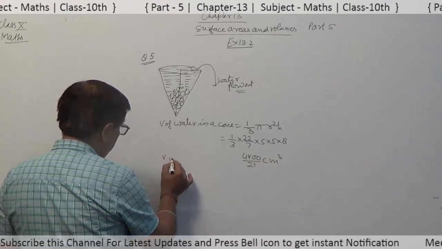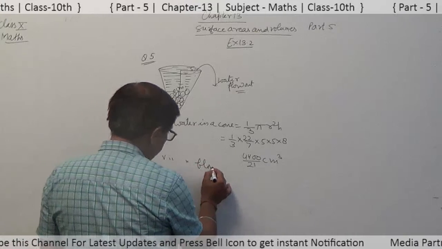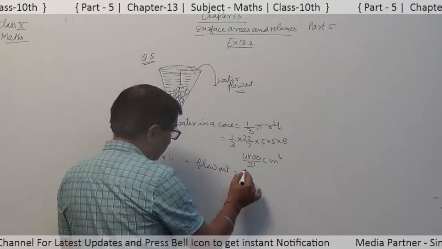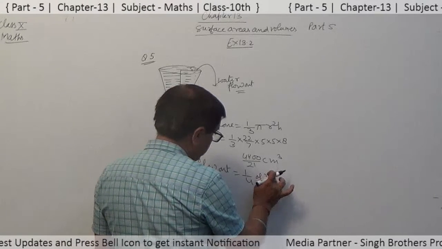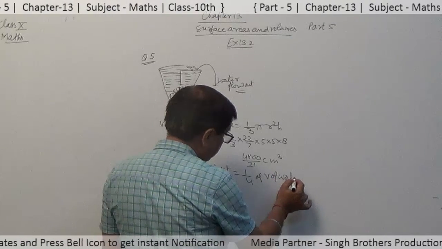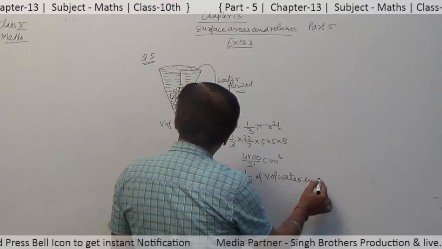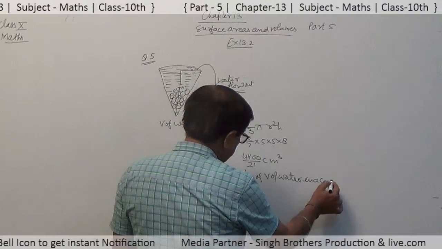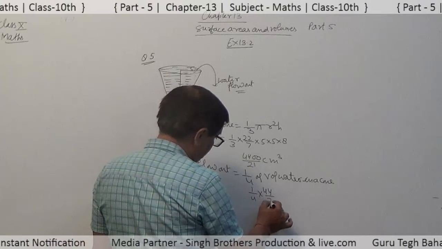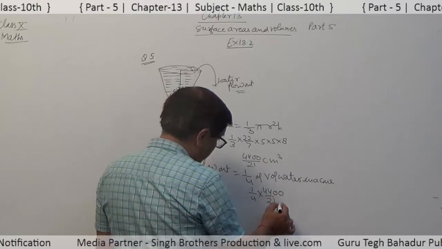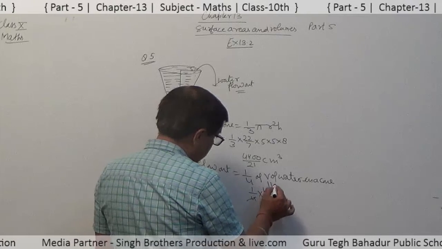The volume of water that flows out is 1/4 of the volume of water in the cone.